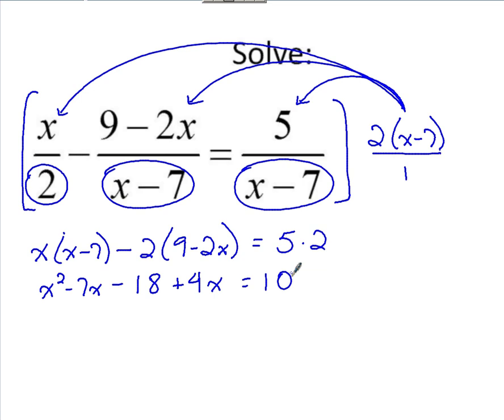I've got this quadratic that's forming, so I should probably start shifting everything over to one side. I've got the x squared over here. Combine my like terms of negative 7x and plus 4x, get negative 3x. Bring that 10 over, subtract it over, get minus 28 when it joins the negative 18. That all equals 0. From here we try to factor.